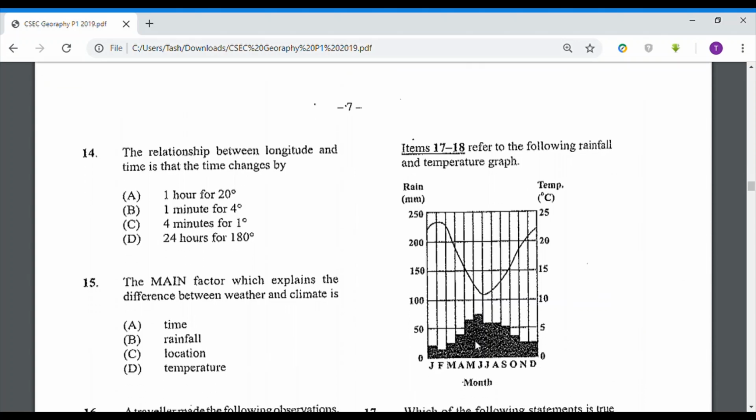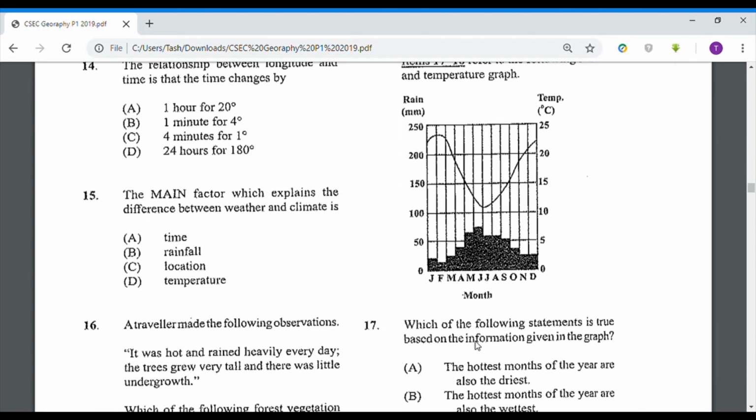For number 15, the main factor which explains the difference between weather and climate is time. Weather is the atmospheric conditions of an area over a short period of time, while climate is over a longer period of time. So the main factor which differentiates them would have been time. Your answer for number 15 would have been A.